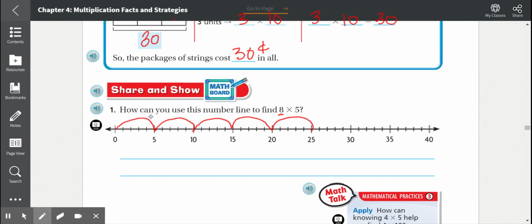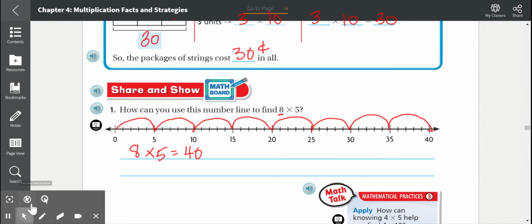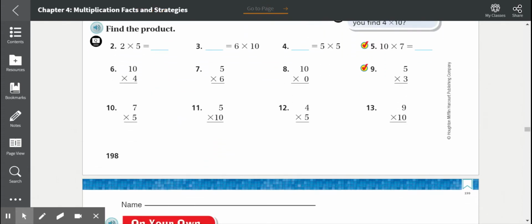Let's count. We need 1, 2, 3, 4, 5. 3 more. 1, 2, 3. So that's 5, 10, 15, 20, 25, 30, 35, 40. So we would know that 8 times 5 equals 40. Okay, good job. Let's keep going.